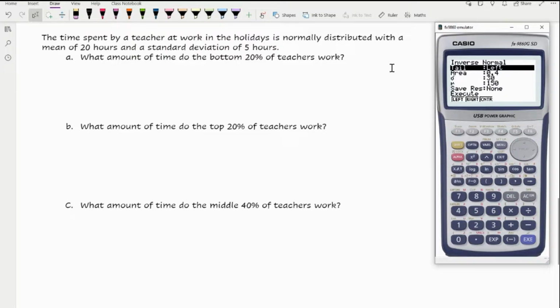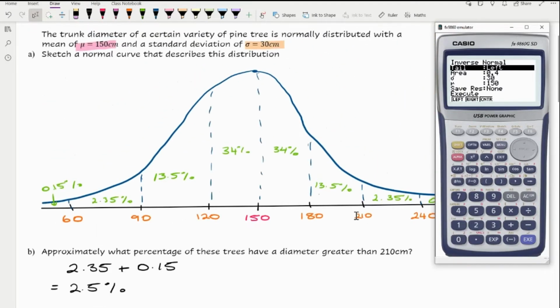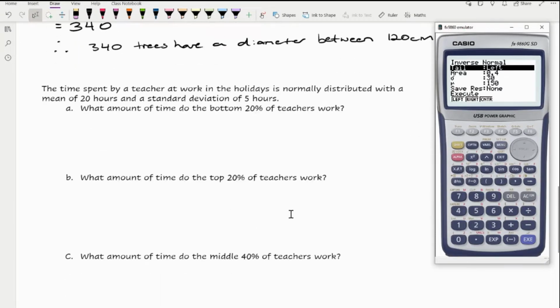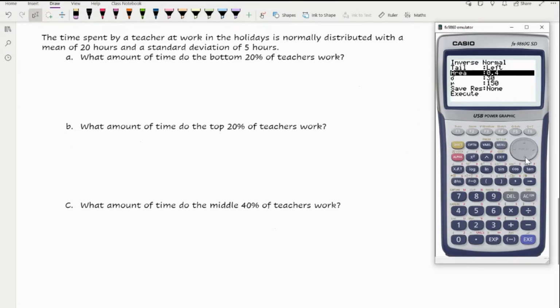Now, the first question asks us what amount of time the bottom 20% of teachers work if I've got a normal distribution with a mean of 20 hours and a standard deviation of 5 hours. Because I'm looking at the bottom 20%, if we go up to my normal distribution curve here, the bottom is when my tail is, of course, to the left. So I've got a left tail here, and I've got an area of 0.2, so 20%. My standard deviation, as I said before, was 5, and my mean is 20.